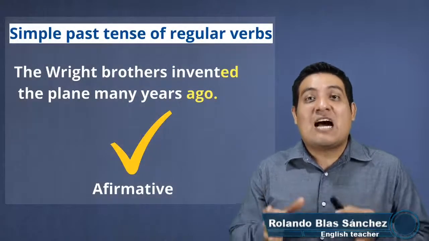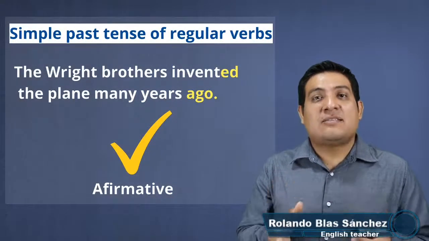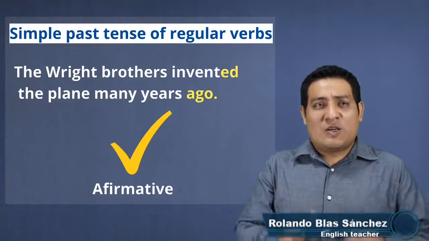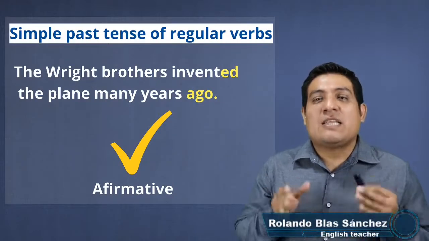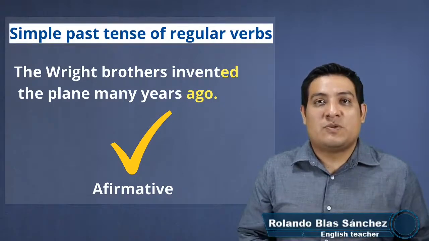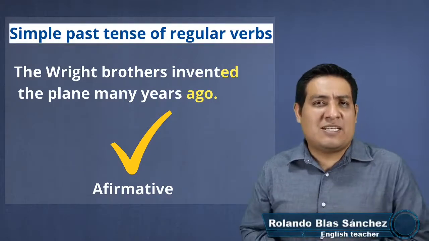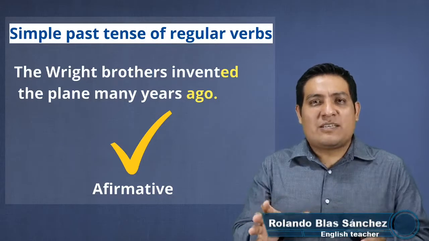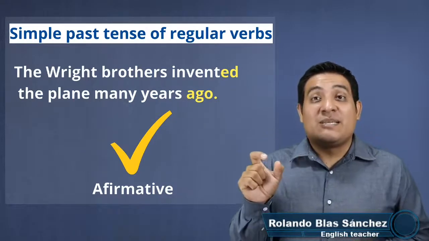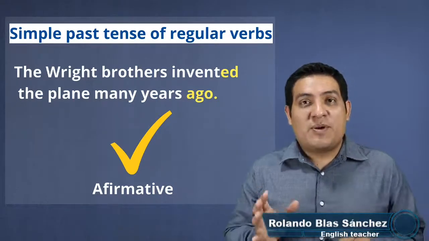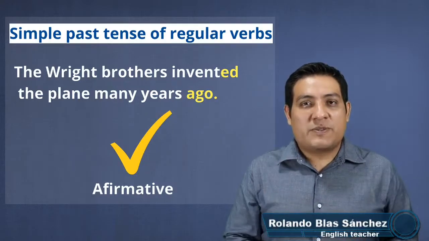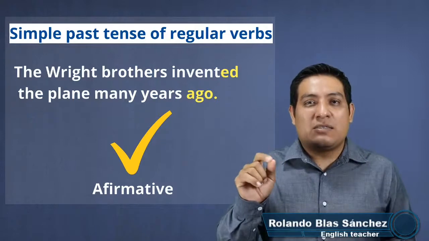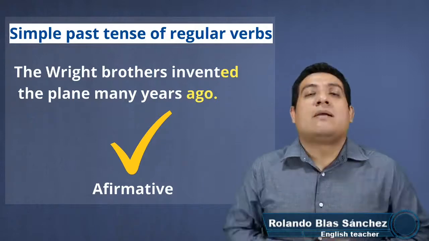We learned about affirmative sentences. And affirmative sentences look like this. The Wright brothers invented the plane many years ago. This is an affirmative sentence. What we do here is to use the verb in simple past. Remember, we form the past of regular verbs using ed endings or other endings.